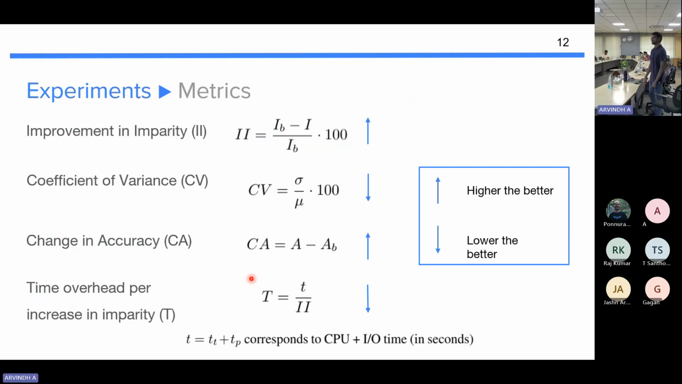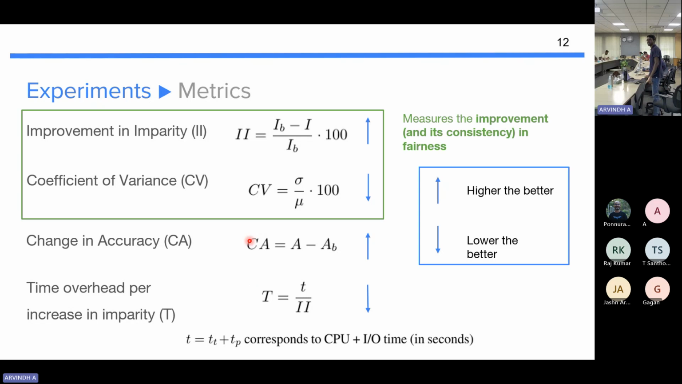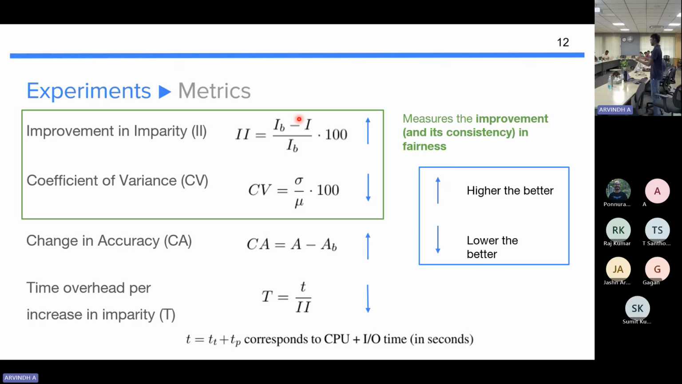So with imparity defined, I'll now move on to the metrics that we actually showcase in our paper. So first is the improvement in disparity. The lower the disparity, the better. So I think that you see there is the baseline disparity, and I here is after applying CAFIN. So you basically measure the percentage reduction in disparity. And we also measure the consistency of the results, because it is known that GNNs are generally stochastic, GraphSAGE in particular is stochastic because it does random sampling. We want to ensure that it does not vary a lot. We want to essentially solidify results. So the first two metrics measure the improvement and its consistency in fairness.